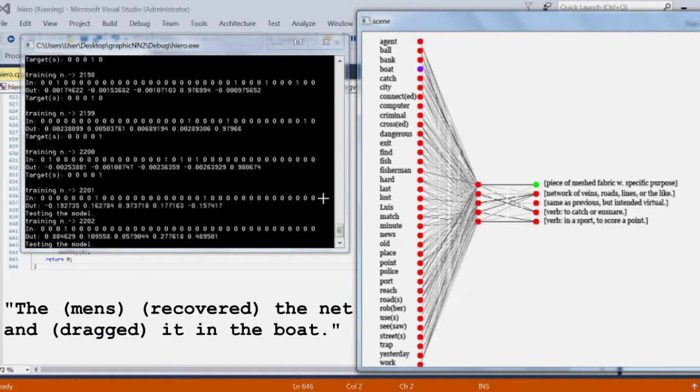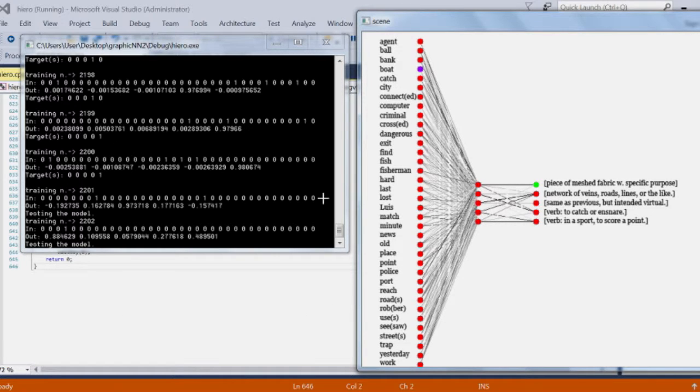Second case. The man recovered the net and dragged it in the boat. The words between parentheses are being ignored, as this neural network cannot dynamically learn new words, and we must keep its shape for visual purposes. Here, the word boat helps successfully identify the good context.